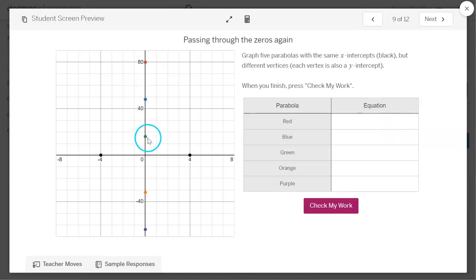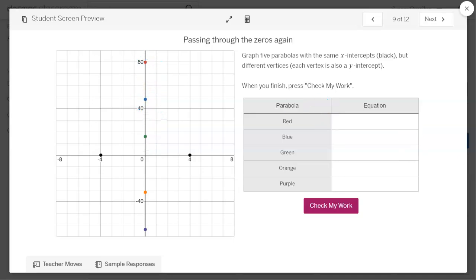And each vertex is also a y-intercept. So these are the 4 vertices that are here. I think I'm missing one. Let's see, I need a purple one. Oh, there it is. There's the purple one. Orange, green, blue, and red.